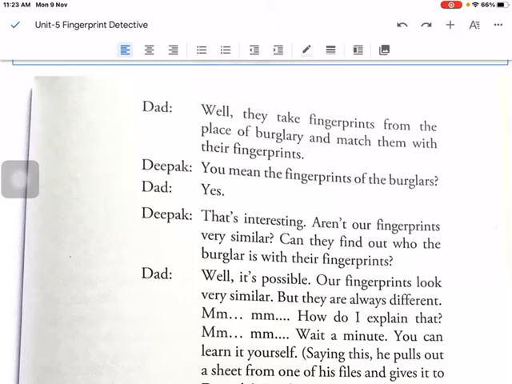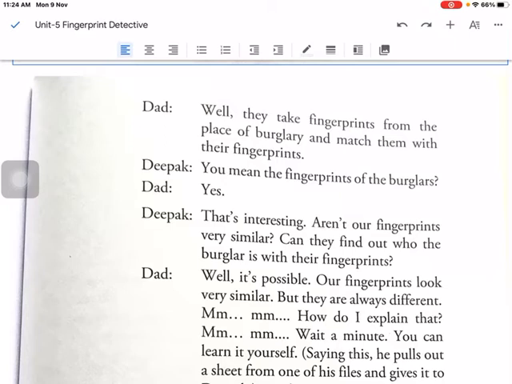Dad: Well, they take fingerprints from the place of burglary and match them with their fingerprints. Okay, Dad answered that the police take the fingerprints from the place of burglary, and they match them with the burglars' fingerprints. Dad answered in this way. Deepak: You mean the fingerprints of burglars? Dad: Yes. Deepak: That's interesting.